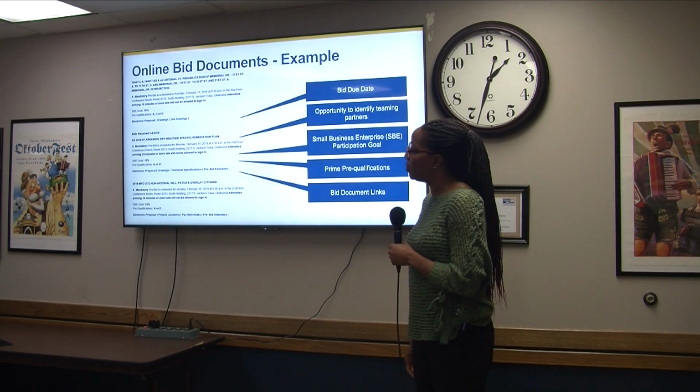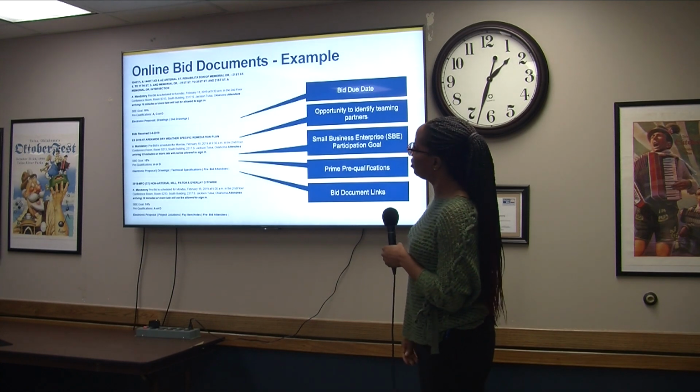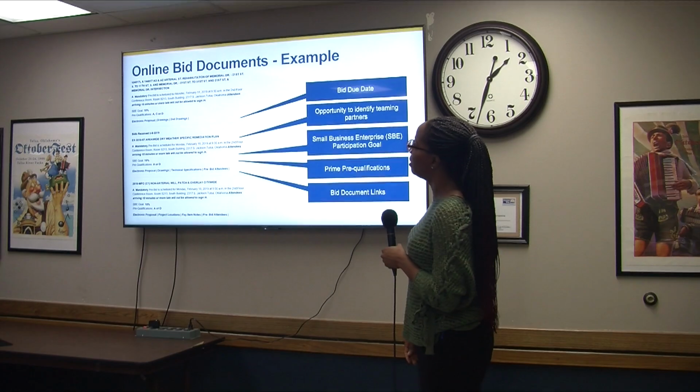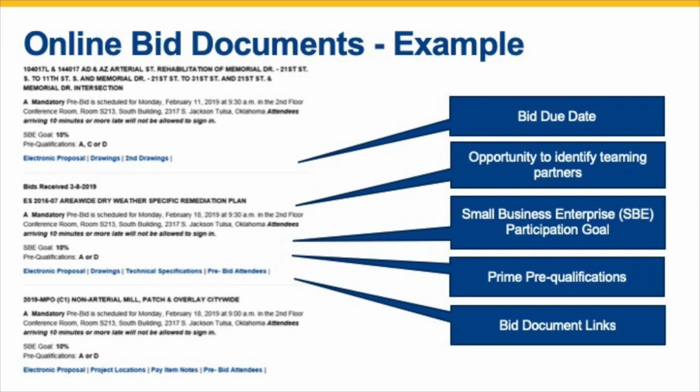So on the City of Tulsa's website, this is what it looks like under construction bids when we're notifying the public of projects that are out for bid. We list in bold the project name. We talk about when the mandatory pre-bid is set for, the location of it. It is adamant that you arrive 10 minutes prior to the bid opening. Anything afterwards, you're not able to sign in, therefore you won't be able to bid on that particular project.